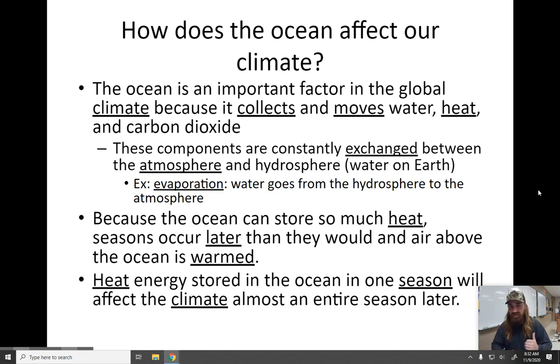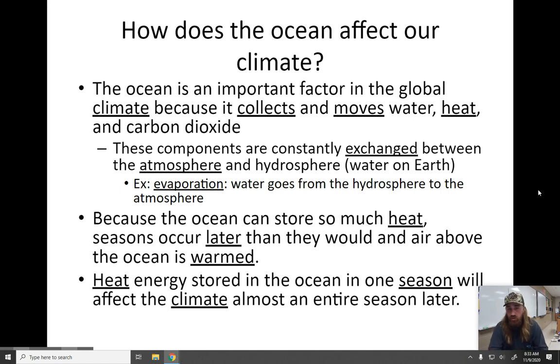So the components are consistently exchanged between the atmosphere and the hydrosphere, so between water and earth. And as things evaporate, water goes from the hydrosphere to the atmosphere. So remember, if we pour out water on the ground, it will evaporate. Now 70% of our planet is water, so there's a lot of evaporation occurring.